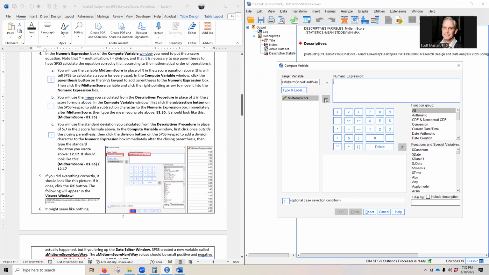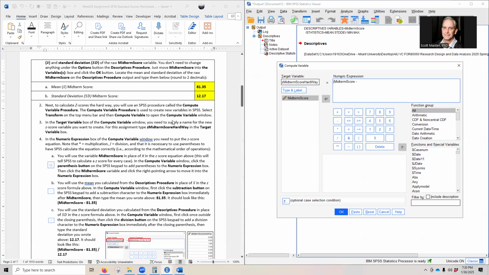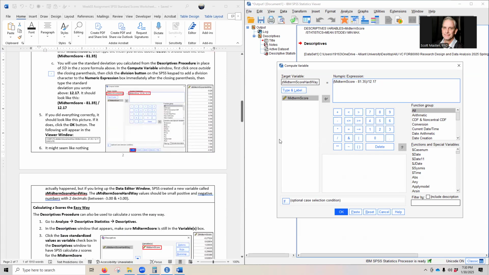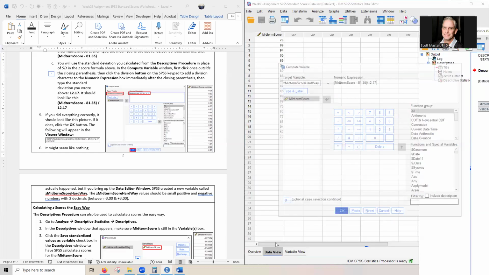So I want opening parentheses, midterm score, minus the mean we just calculated, 81.35, close parentheses, just to get the order of operations right, divided by 12.17. And when I click OK, note this matches it. When I click OK, it's going to feed each and every midterm score in, subtract the mean from it, divide by the standard deviation, put it in the data file, and it'll do that for case 1, 2, 3, 4, etc. So I click OK.